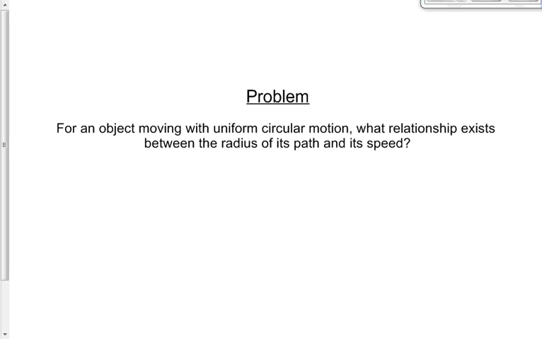The problem is phrased in the form of a question. For an object moving with uniform circular motion, what is the relationship between the radius of the object's path and its speed? What's the relationship between r and v?